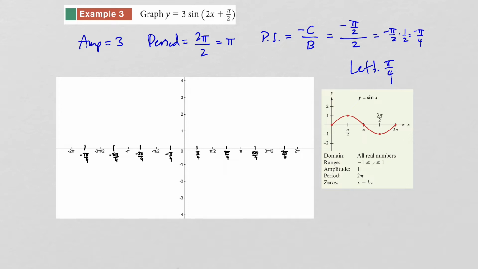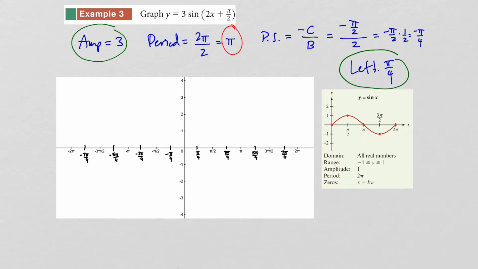Okay, so now what we need to do is sketch our graph. We'll keep in mind the amplitude is 3, so it needs to go up to a maximum value of 3 and a minimum value of -3. We know that the original graph is going to be shifted to the left pi over 4 units, but the other really important piece here is the period is also different, right? It's no longer 2 pi, it's just pi.